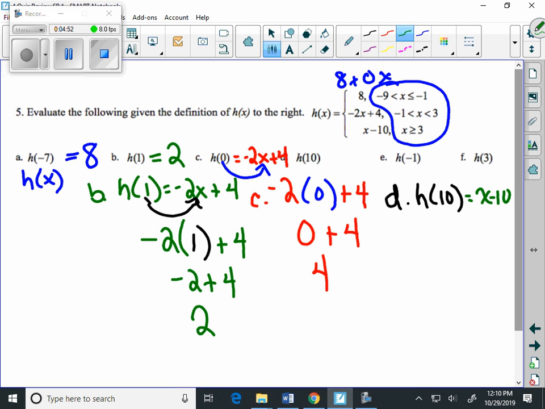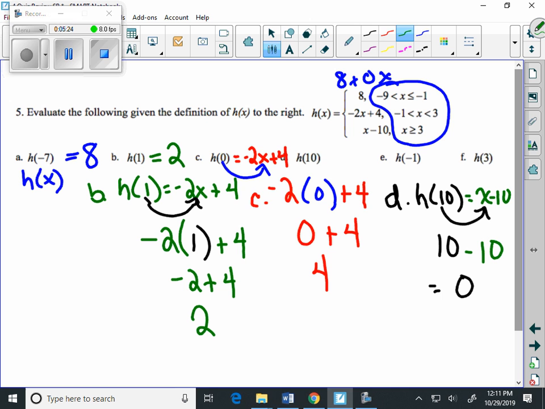We go back to the x minus 10, which is beside the x is greater than or equal to 3. We're going to take that value of 10 and put it back into the equation wherever we see x. So we get 10 minus 10, and 10 minus 10 equals 0. Two more in terms of this function. The next one is h of -1.